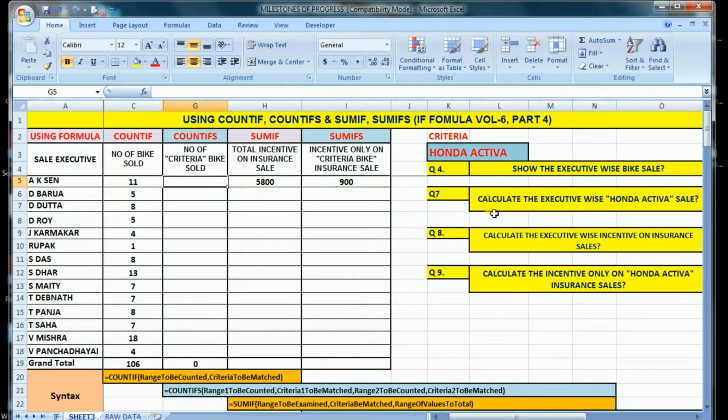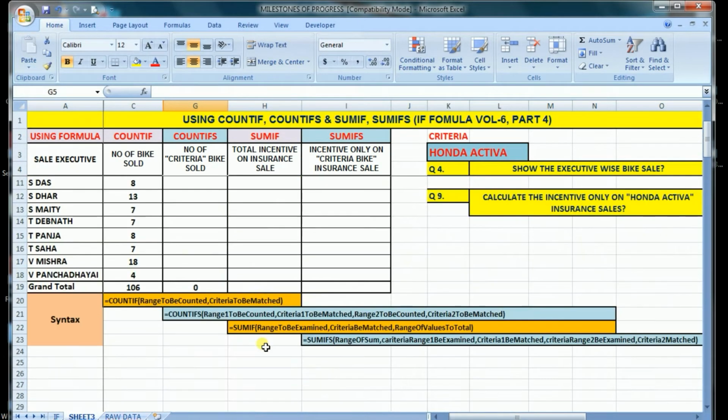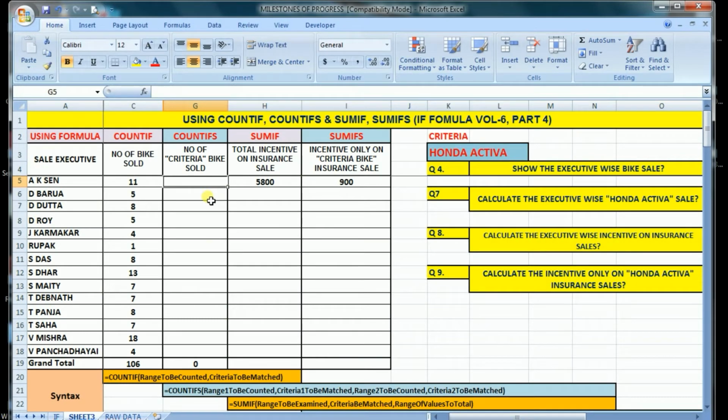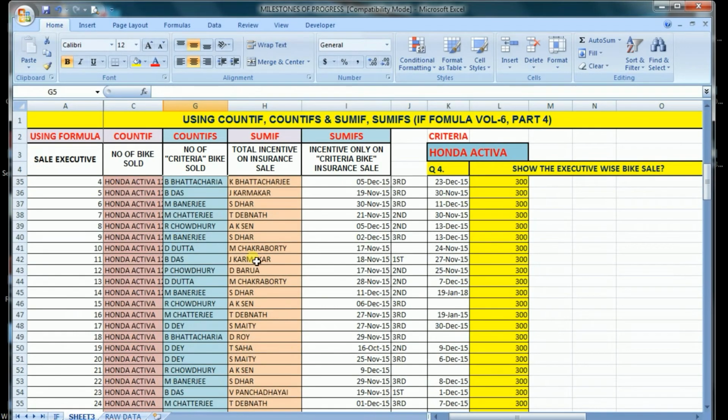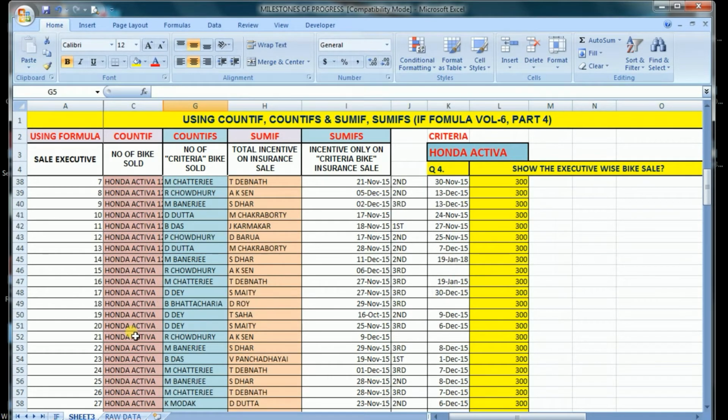And now my second question is, calculate the executive wise Honda Activa sales. Friends, where the "if" stands, that means there must be criteria. In the Countif formula there is only one criteria, which is among the sales executive AKSN, how many bikes were sold. This is the only one criteria. Here there are 2 criteria: among the sales executive AKSN, how many Honda Activa were sold among the bikes.